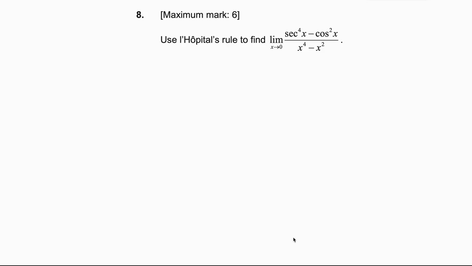Alright guys, so in this question we are asked to evaluate the following limit using L'Hopital's rule. So basically if we plug in x equals 0 into this expression, we get an indeterminate form, which tells us that we need to use L'Hopital's rule. So we can first differentiate the numerator and denominator.